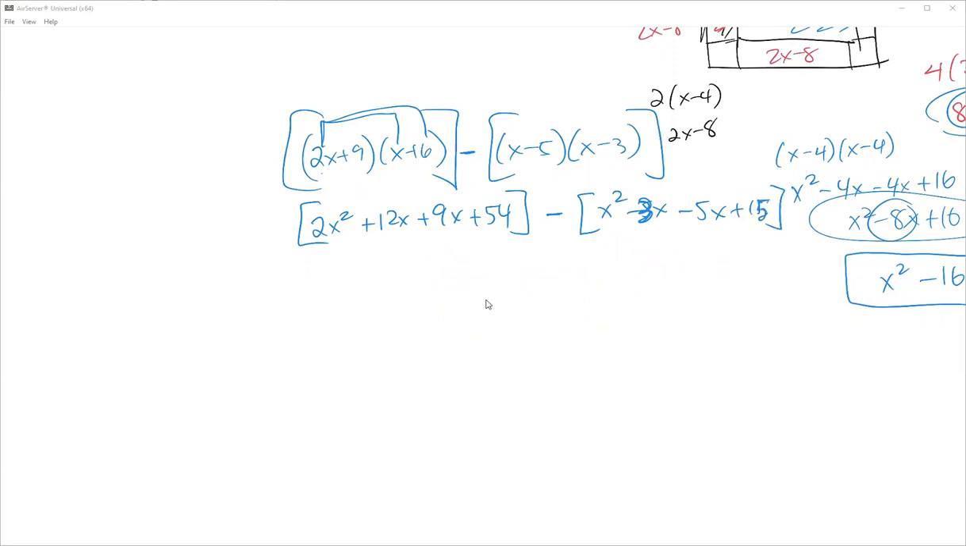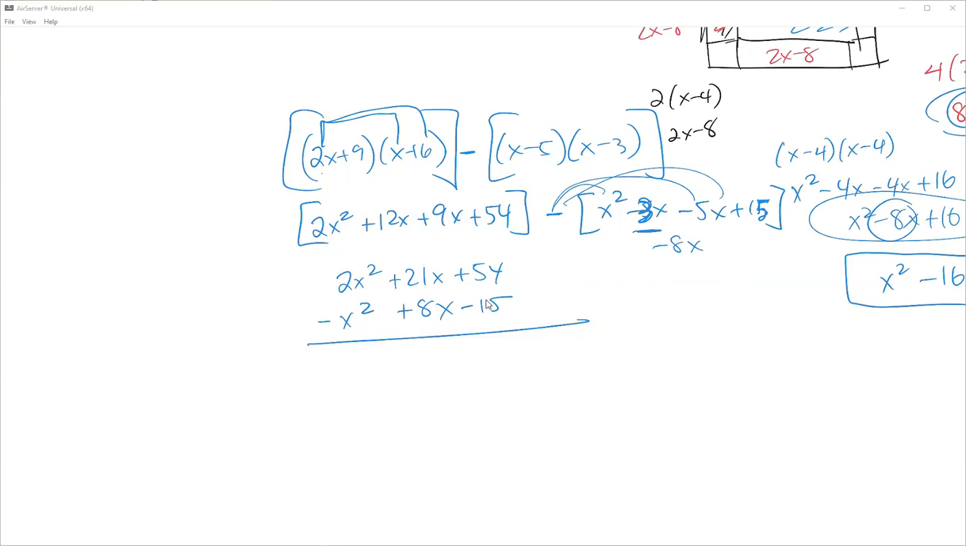Now you distribute the negatives here, and then combine like terms, so it'll be 2x squared plus 21x plus 54. As I distribute the negative, it'll be negative x squared. And then this is negative 8x, so it'll be plus 8x, and then minus 15. When I do that, that's 39. This will be x squared, this will be 29x. And this is your answer here.